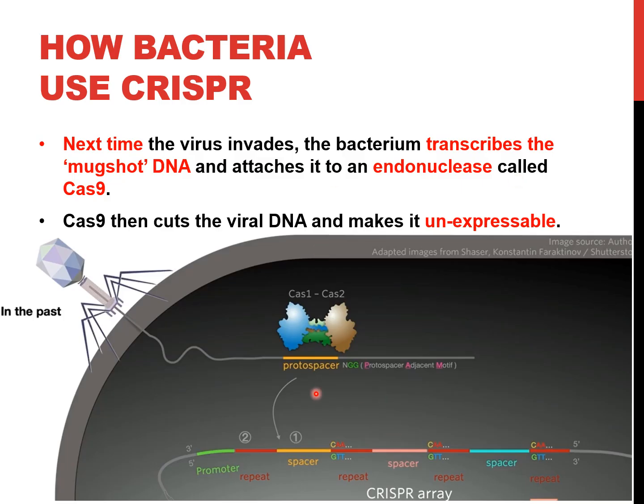So you have the protospacer that gets turned into a spacer. As you can see, this one's yellow, but it could also be a different color, representing a different virus. So this might be virus X, this might be virus Y, and this new yellow one is virus Z. Something along the lines of that.